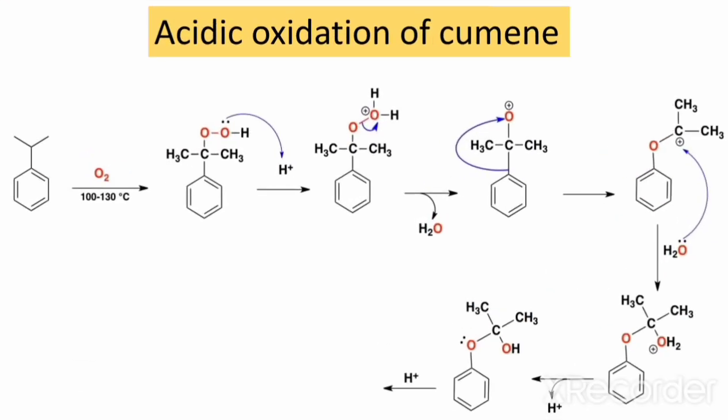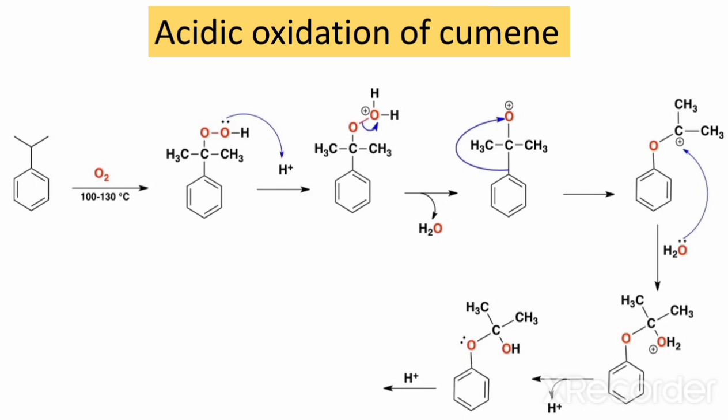And the other is acidic oxidation of cumene. So cumene, as you can see, is the first compound, in which there is a benzene ring, and the secondary carbon of the propane is attached with the ring carbon. So this is known as cumene, and we will give it acidic oxidation. Acidic oxidation means the addition of oxygen, so we will add oxygen.